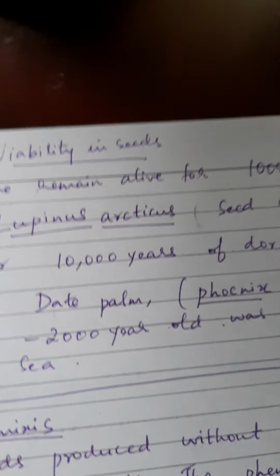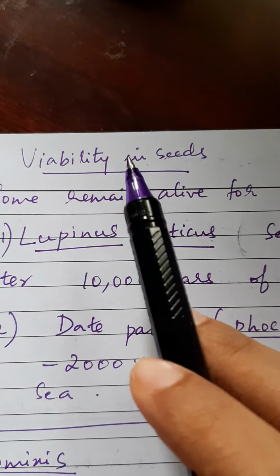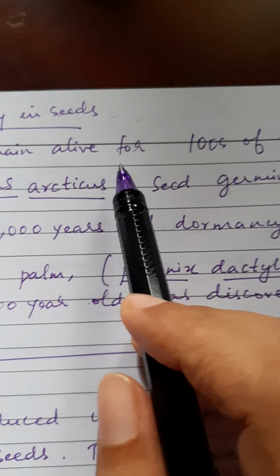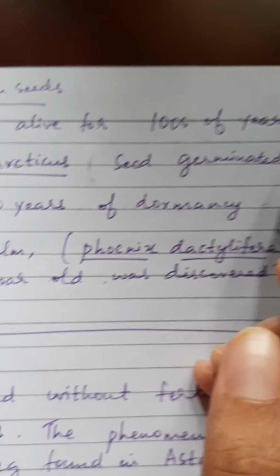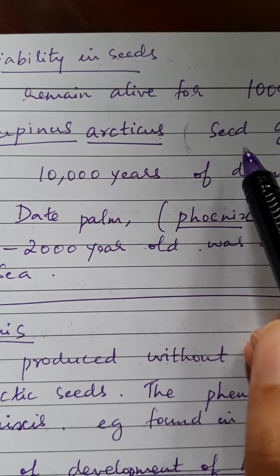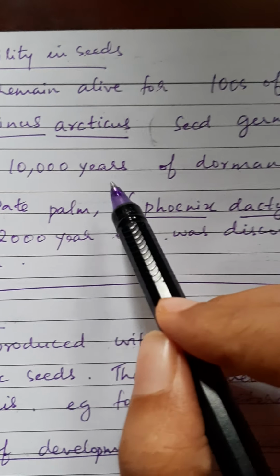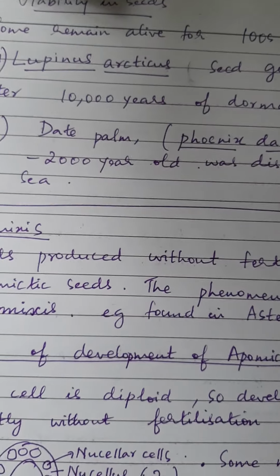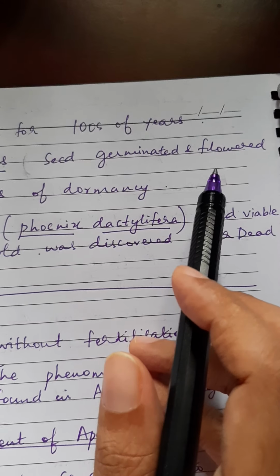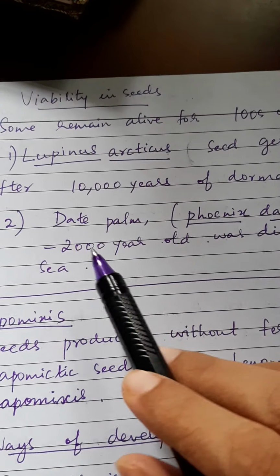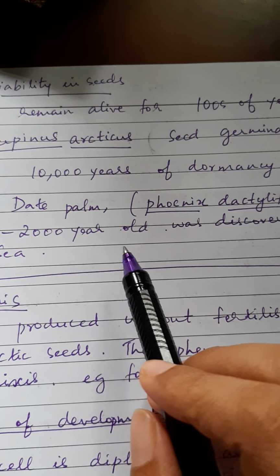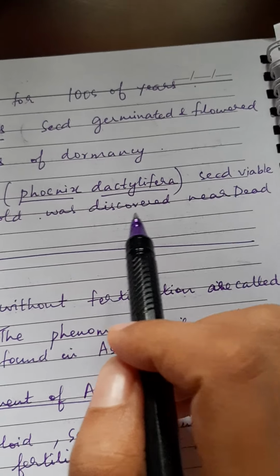The next is about viability in seeds. In seeds, viability means how long they can remain alive. Some seeds can remain alive for hundreds of years. For example, Lupinus arcticus seeds were found to remain viable for around 10,000 years of dormancy. So even after 10,000 years of dormancy they were able to germinate and flower. Similarly, they even discovered seeds of a date palm around 2000 years old, and when they planted them they found it germinated.